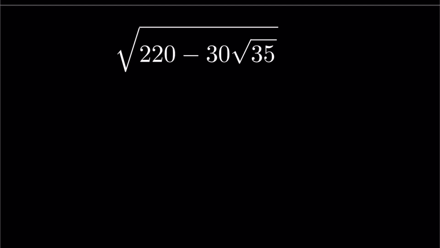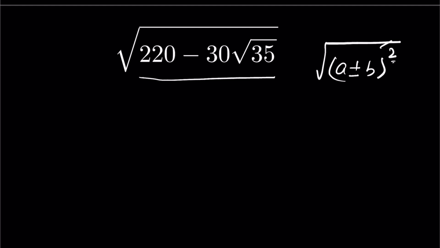Simplify the square root of 220 minus 30 times square root of 35, without using a calculator. To simplify these types of radicals, we need to get the two numbers in the form a minus b whole square, so that the whole square can remove the square root.